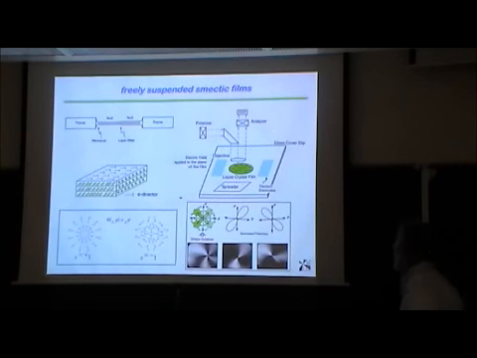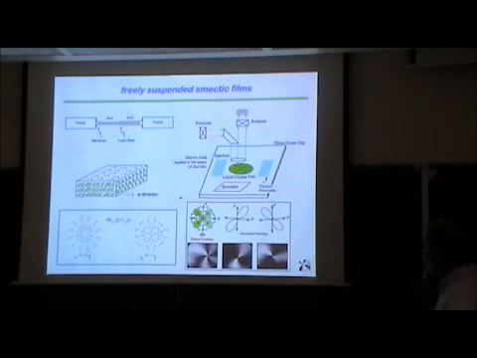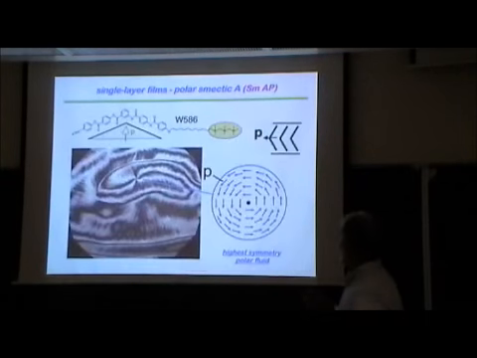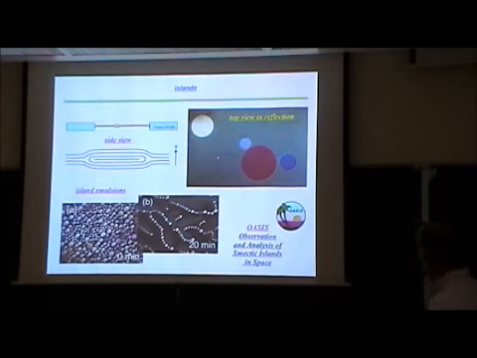Right, so now we're talking about these freely suspended film experiments. In order to make a film, you have to have this layering, so we're only talking about smectics, okay? They just break in the nematic. Then if you have a smectic A, this is a smectic A film.